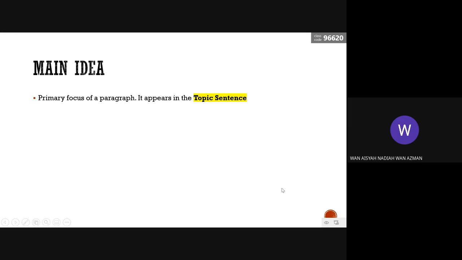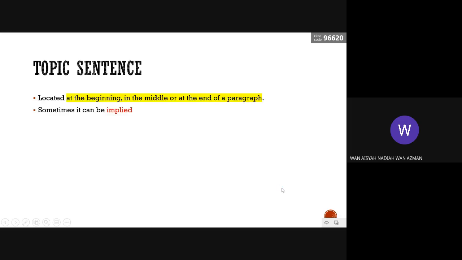Sometimes the main idea can be implied and it can also be stated obviously. And then the topic sentence. It is usually located at the beginning, but it can also appear in the middle or at the end of a paragraph. Sometimes the topic sentence can also be implied, so it is not stated directly. You have to look at the supporting details to come up with the topic sentence.